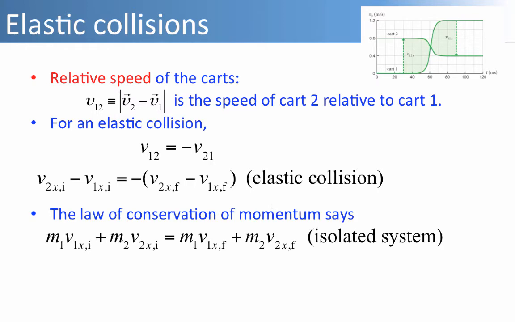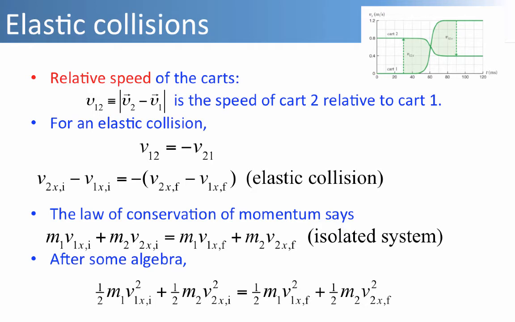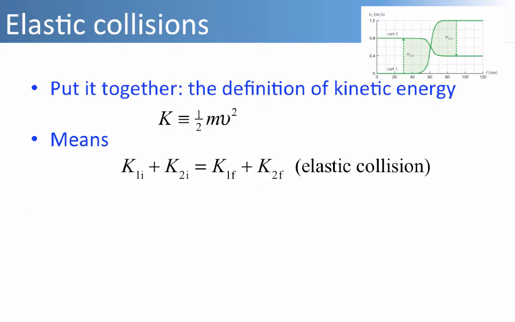The conservation of momentum says that our initial momentum equals our final momentum. And then when we put this together with a bunch of algebra, we find that these quantities are the same before and after the interaction. 1/2 m1 v1 initial squared plus 1/2 m2 v2 initial squared equals the same 1/2 m1 v1 final squared plus 1/2 m2 v2 final squared. Those quantities are clearly important. Just like we determined that momentum was important, now we've decided that that quantity 1/2 mv squared is important, and so we call it kinetic energy.